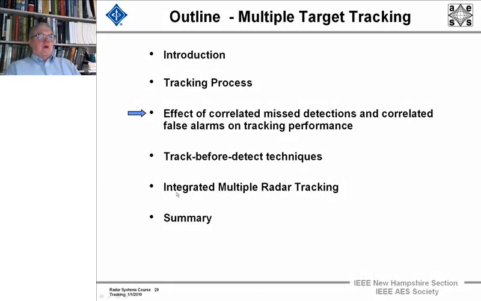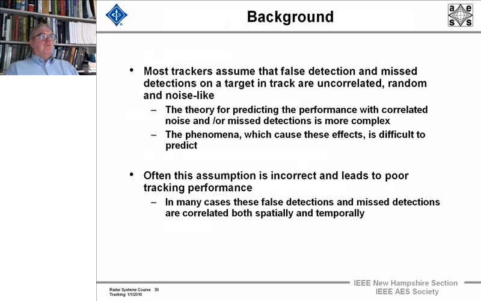Now on to the issue of correlated missed detections and correlated false alarms in the tracking process. Most trackers assume that false detections and missed detections on a target in track are uncorrelated, random, and noise-like. And that's what a lot of the tracker theoreticians will do when they put out the tracking papers. Well, they won't test it with real data. Some of them. I've run across quite a few papers that just assume that false alarms are random. But in fact, they are not.